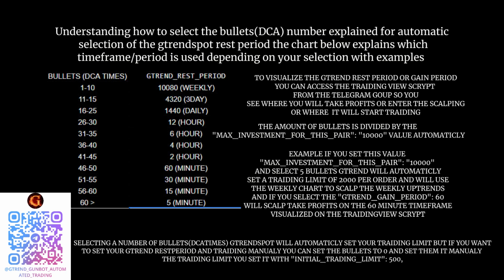Using fewer bullets, it will trade with higher trading limits only on the uptrends. For example, if it's 5 on the Gtrend rest period, it will use the weekly. So you can visualize on the weekly, if there's a buy right there, it's going to start scalping all the way until the sell signal on the weekly.